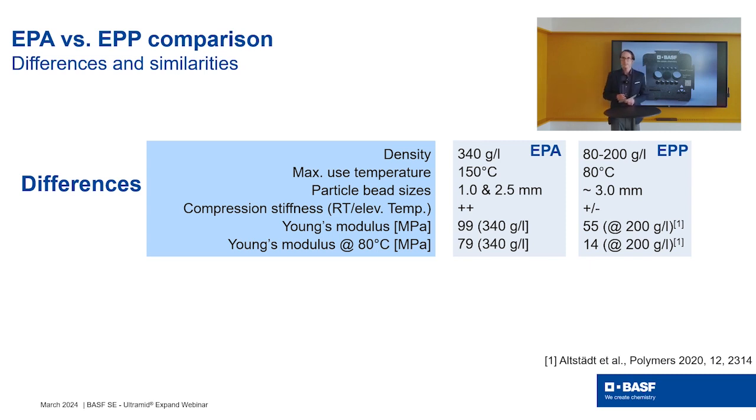Very important aspect is the maximum use temperature. So our particle foam can be used up to temperatures on the long run to 150 degrees Celsius, while for EPP here you would already reach the melting point. For Ultramid Expand we offer small bead sizes down to 1 millimeter, which is especially interesting if you want to produce parts with thin wall thicknesses. The material has a high compression stiffness, and what is even more important, a high compression stiffness at high temperatures.